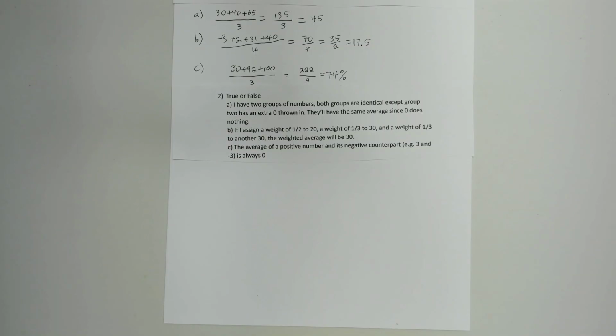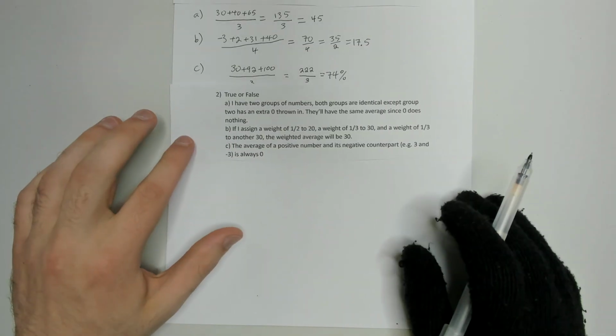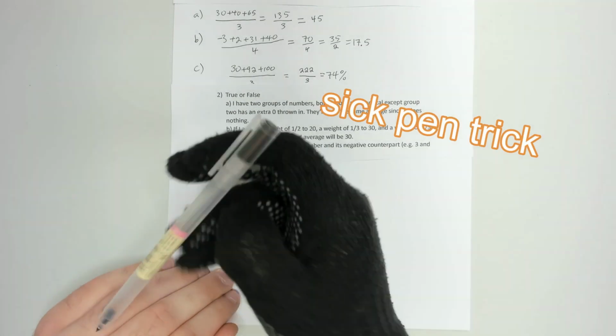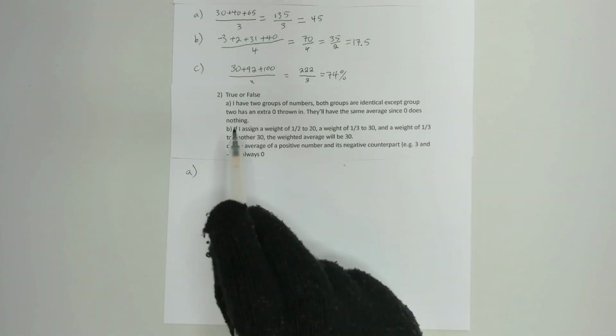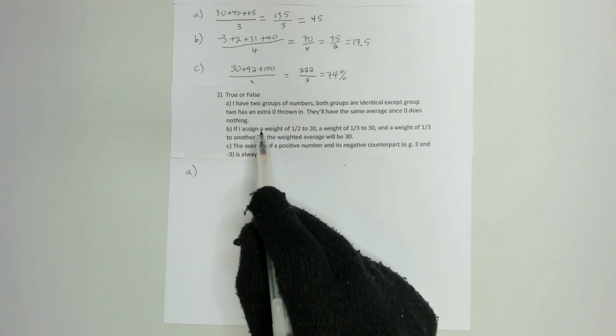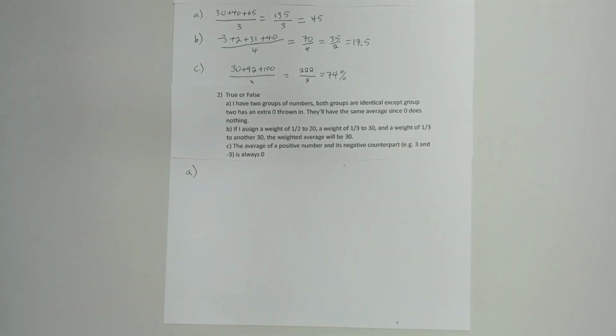Question 2. All right, so we're given a bunch of true or false questions here. So for part A, I have a group of numbers and both groups are identical except group 2 has an extra 0 thrown in. They'll have the same average since 0 does nothing.